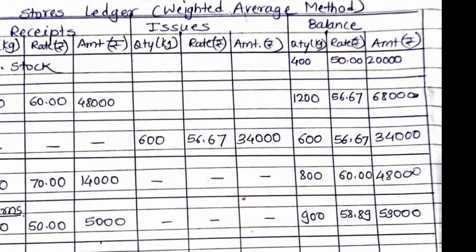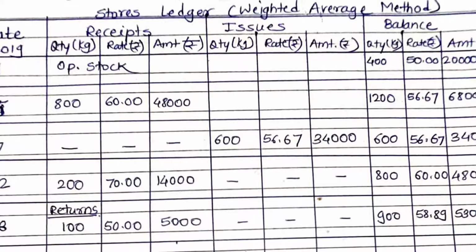So here the balance is written, issue is written here, and this is the balance. Now the next transaction is again a purchase. They have purchased 200 kg rubber at the rate of 70, which makes a value of 14,000. Now we are going to write the balance again.